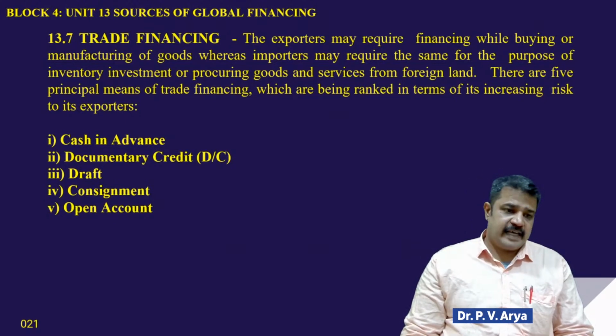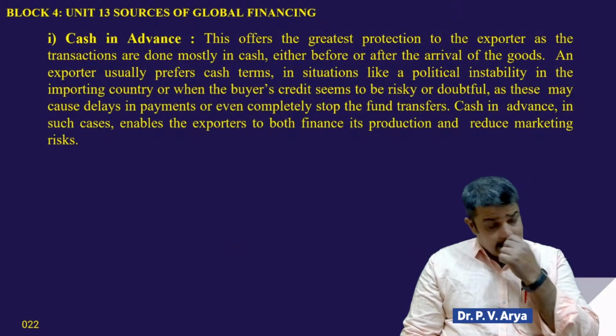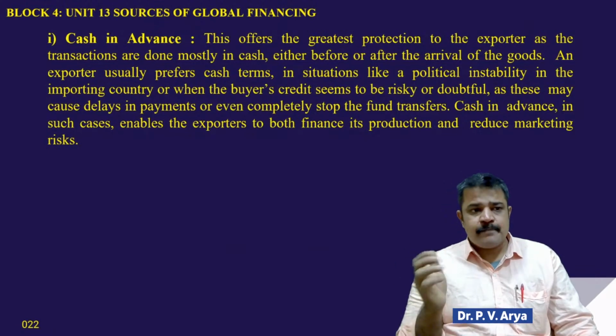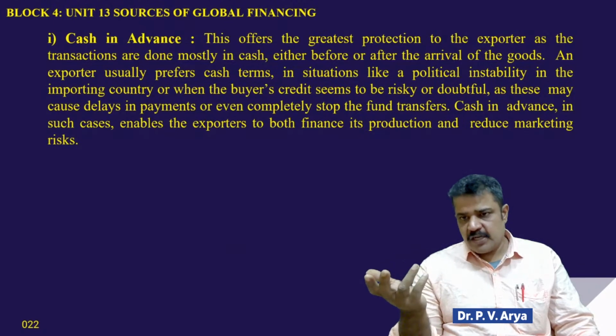The first one is cash in advance. Second is documentary credit, that is DC. Third is draft. Fourth is consignment, and the last one is open account. As far as cash in advance is concerned, this offers the greatest protection to the exporter, as transactions are done mostly in cash, either before or after the arrival of goods.